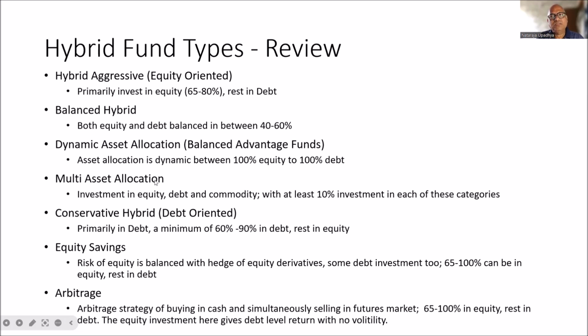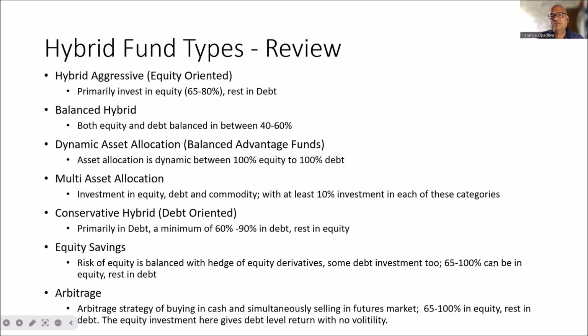Multi-asset allocation is a fund where equity, debt and commodity are involved. Commodity means here either gold or silver, and these three are involved with at least 10% in each asset class. So there can be various variations because of that. Conservative hybrid, also called debt-oriented funds, are primarily in debt, and typically 60 to 90% will be in debt, the rest in equity. Equity savings, risk of equity is balanced with the hedge of equity derivatives. Then there will be some debt instruments too.